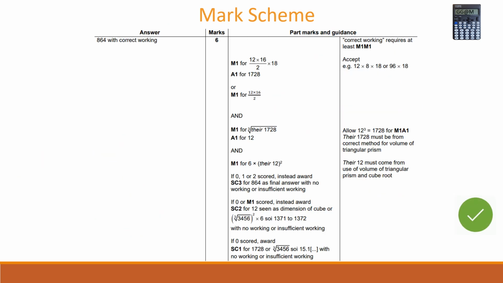The mark scheme on this question shows there are 6 marks. M1 is 1 method mark, A1 is 1 answer mark. The ft there means using the answer you got for 1728. So if you made a mistake, then that's fine. If you got no marks, 1 mark or 2 marks earlier on, you can get a maximum of 3 marks for getting 864. So getting the final answer with no or insufficient working, if you didn't get any method marks, you can still get 3 answer marks out of the 6 marks for getting the correct answer.